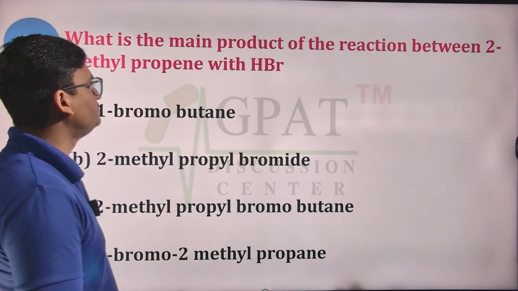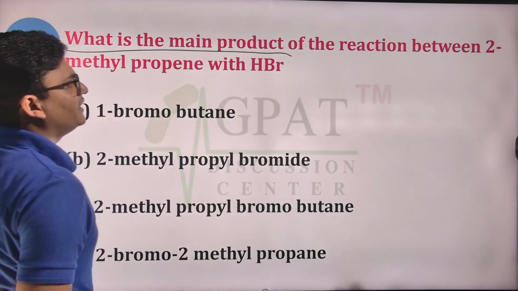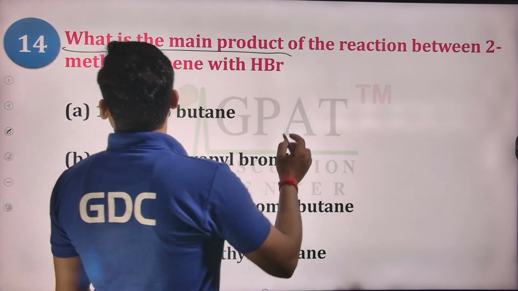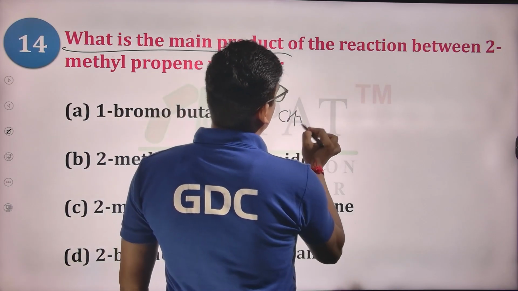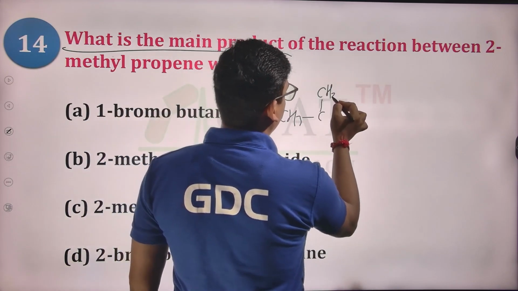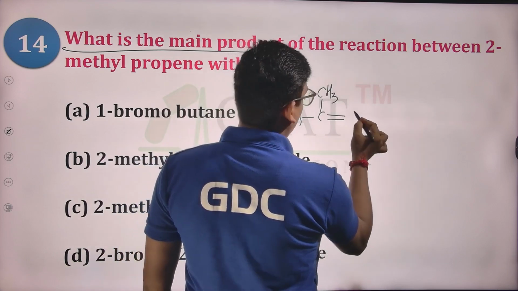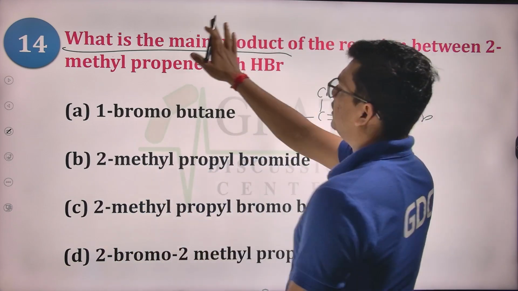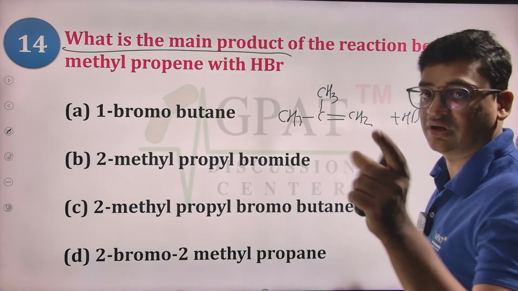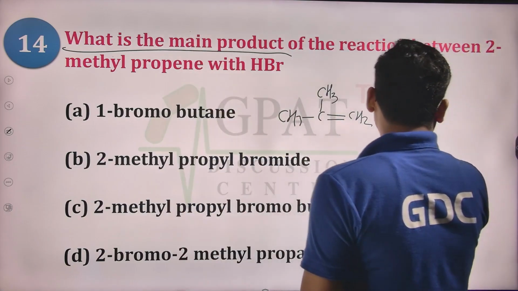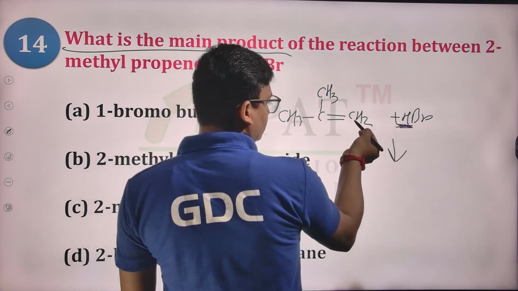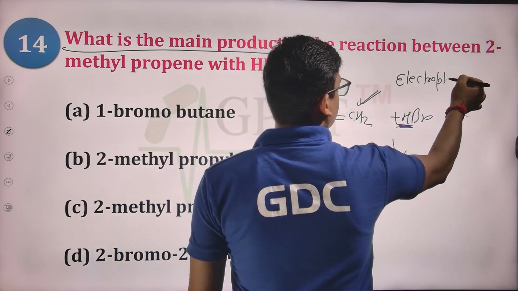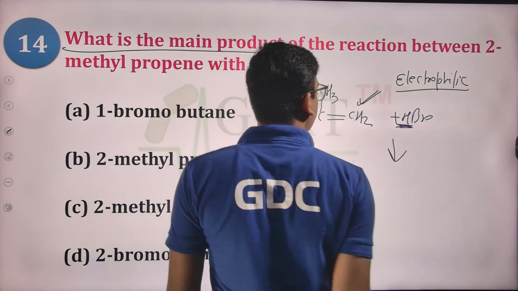What is the main product of the reaction between 2-methyl propene and HBr? We have 2-methyl propene, and we are reacting it with HBr. There is no peroxide present, so this will be a pure electrophilic addition reaction. Now this H will add to the double bonded carbon having the greater number of hydrogens due to electrophilic addition. This is Markovnikov's rule.